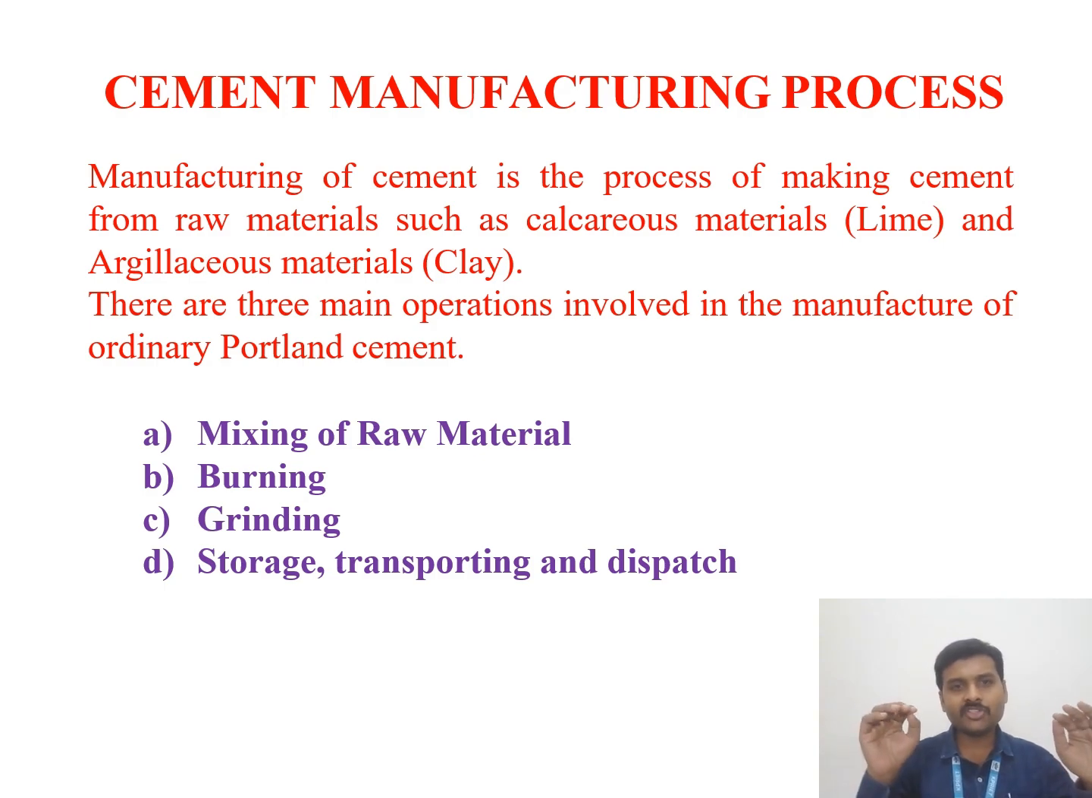There are two types of manufacturing process involved in the cement. We are going to see the process involved in the manufacturing of cement. Manufacturing of cement is the process of making cement from raw materials such as calcareous material and argillaceous material. Calcareous material is purely lime-based material, whereas argillaceous material is clay-based material. There are three main operations involved in the manufacturing of ordinary Portland cement. The first is the mixing of raw material, then burning and grinding, and the last one is storage, transporting, and dispatch.